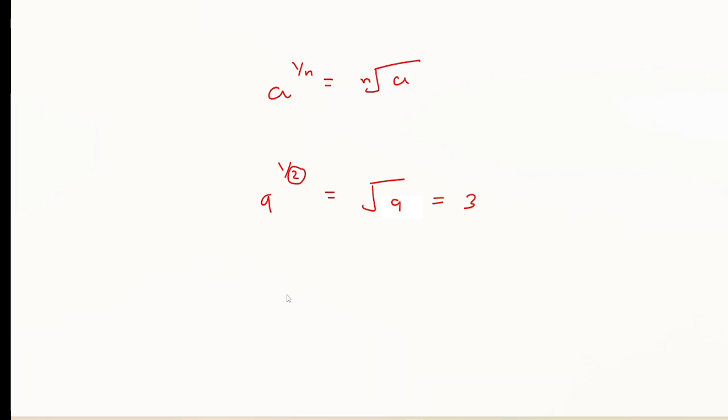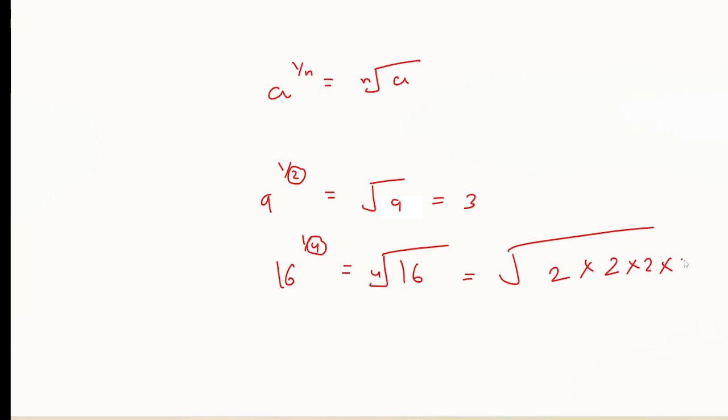If I have 16 raised to power 1 fourth, so I can write 16 under root and then 4 there, because this power is 4. If you multiply 2 four times, you'll get 16. So the answer will be 2. So these are some power rules that will help you to solve the problems. Okay, so you need to remember this.